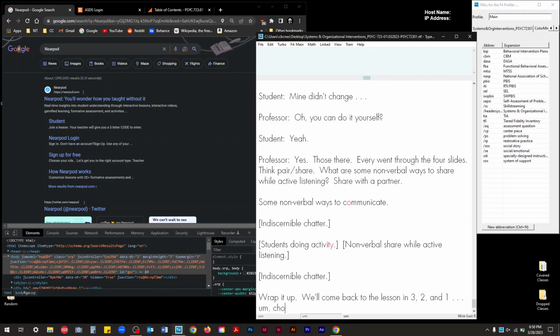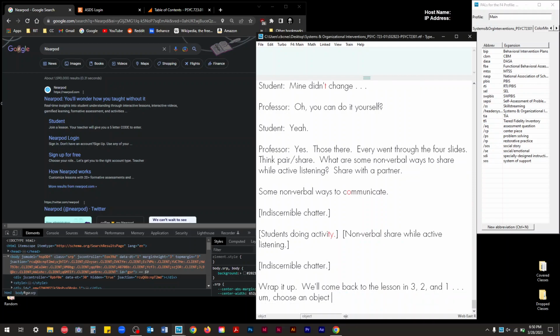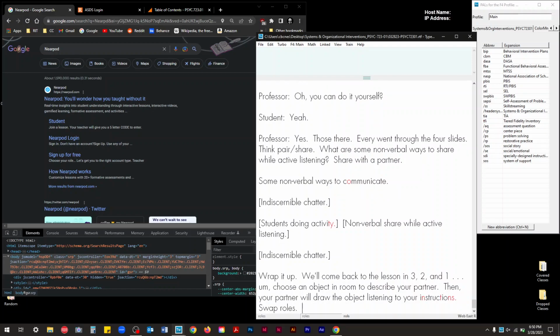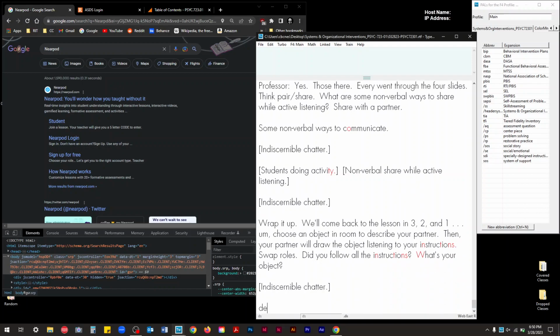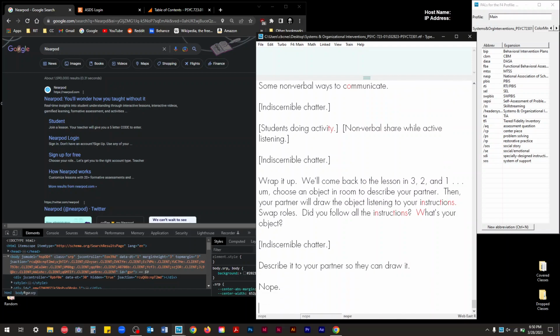So choose an object in the room to describe to your partner without naming it or its purpose. Your partner will draw the object, listening to your instructions. Okay, let's swap roles. Did you follow all the instructions? Choose an object in the room. Try to describe it to your partner. So Grace is drawing the object, and you're going to describe it, and then Grace is going to try to draw it from your description.